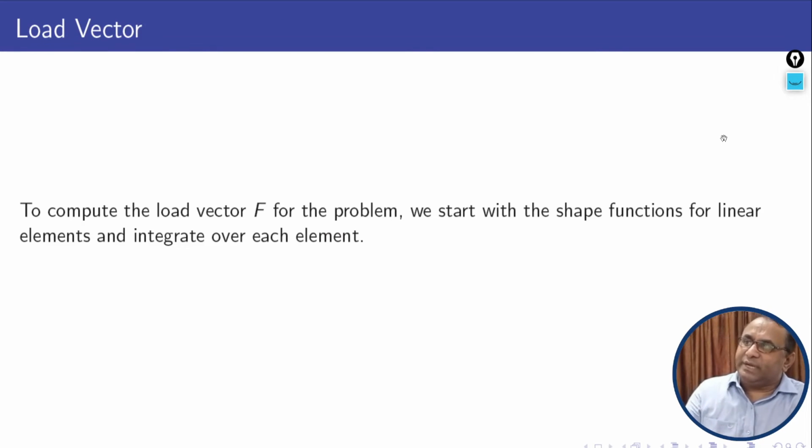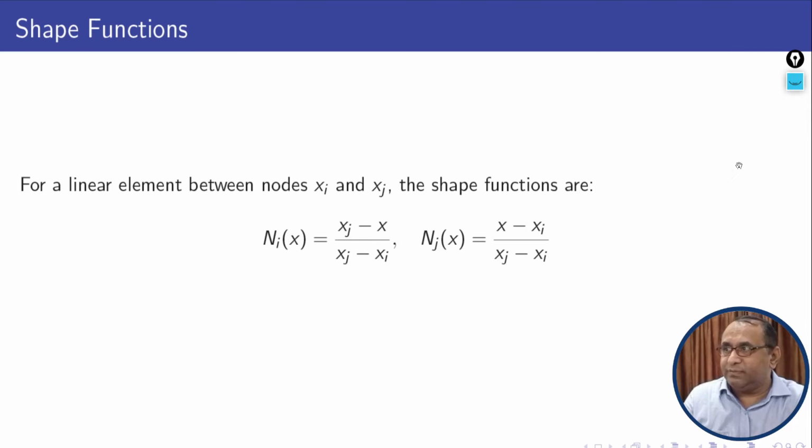To compute the load vector F for the problem, we start with the shape function for a linear element and integrate over each element. Shape functions are defined for the linear element between node xi and xj. The shape functions are Ni(x) is equal to (xj minus x) upon (xj minus xi), and Nj(x) is equal to (x minus xi) upon (xj minus xi).